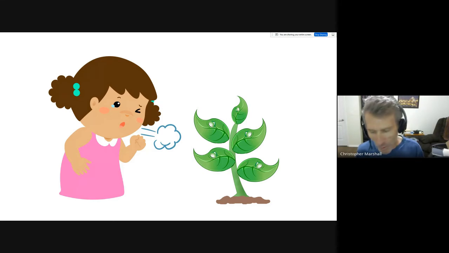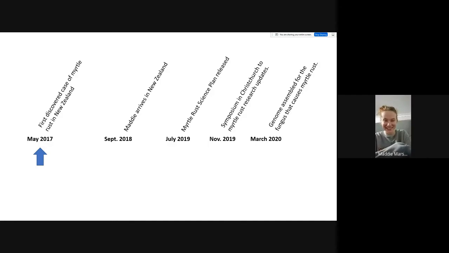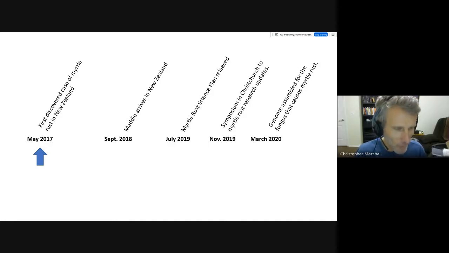So there was only one problem remaining that I had to address scientifically. The timeline. According to the authorities in New Zealand, the first discovered case of myrtle rust in that country was May of 2017. Maddie did not arrive in New Zealand until September of 2018, and then you can see a few other milestones in the history of myrtle rust in New Zealand.